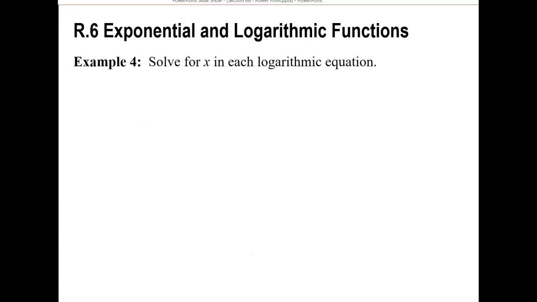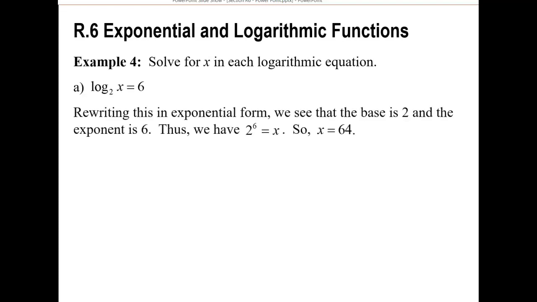All right, next we're going to solve for x within each log equation. So this time we're given a log equation, so we're given the log form, and we would like to solve for x, meaning we're going to have to turn this into exponential form, so going backwards. Rewriting in exponential form, we see that the base of the log is 2, and the exponent would have to be 6, because that's what the whole thing equals. So this would translate to saying the base 2 to the power 6 is equal to what's inside. So 2 to the 6th equals x would be the equivalent exponential form. So we just evaluate 2 to the 6th to get x, and that would be 64.